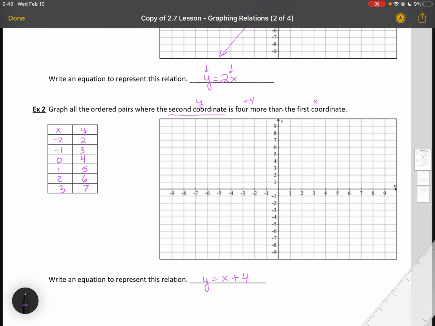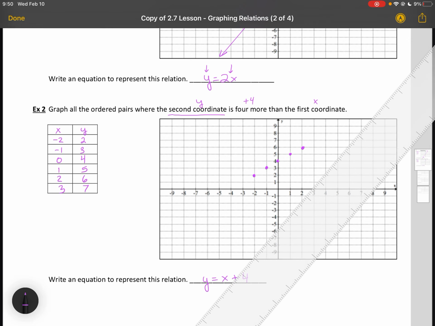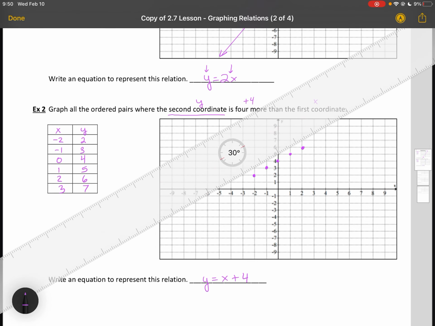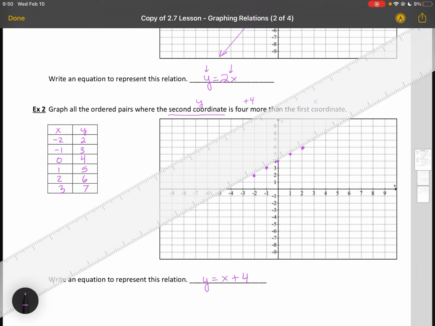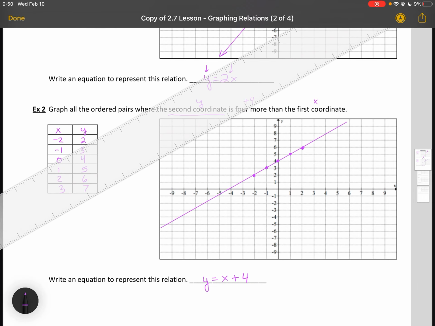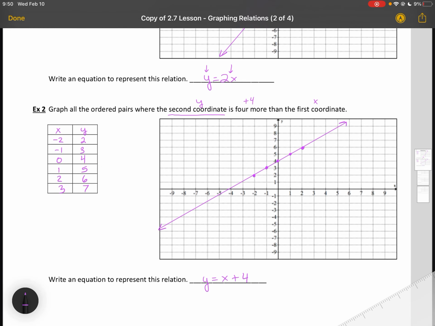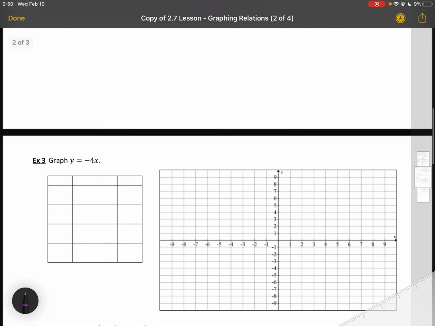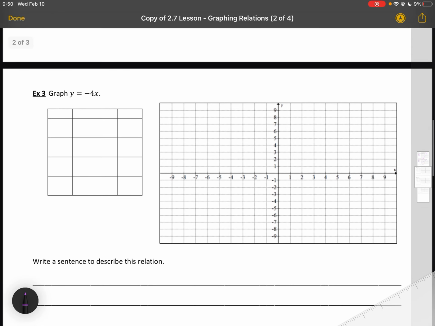Now I can graph those ordered pairs. -2, 2, -1, 3, 0, 4, 1, 5, and 2, 6. To demonstrate all the ordered pairs, I need to draw a line through those points all the way across my graph and use the arrows to represent that the relationship continues. The next examples that we're going to do, I've given you the equation, and then we're going to write a sentence to describe the relationship.